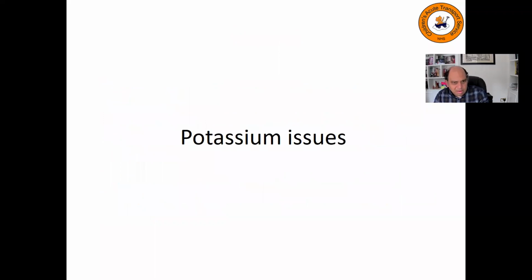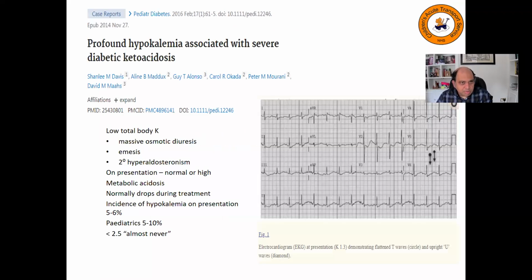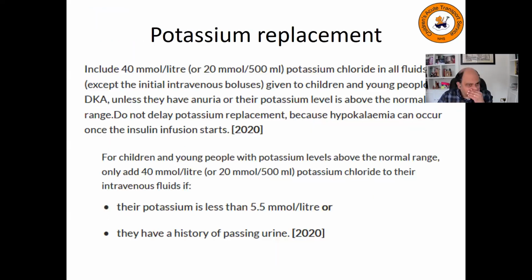Okay, next slide. We'll rattle through and maybe skip some of the later slides, but essentially, potassium. Profound hypokalemia is uncommon, but can be a significant complication of severe diabetic ketoacidosis. For various reasons, I don't want to go too much into detail. If you just go to the next slide, please, Linda.